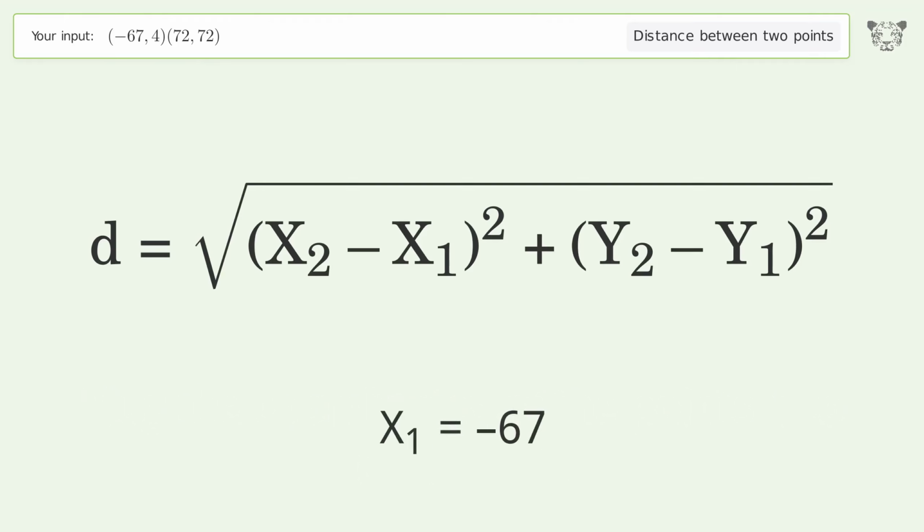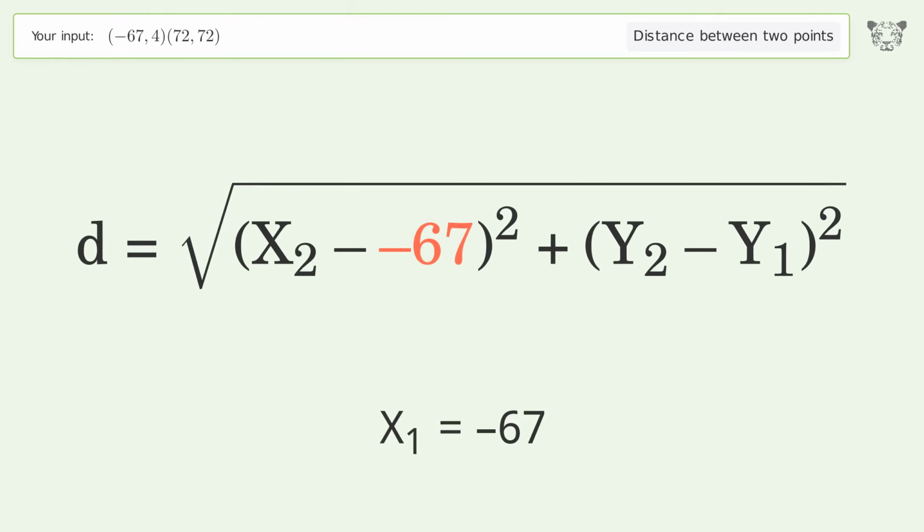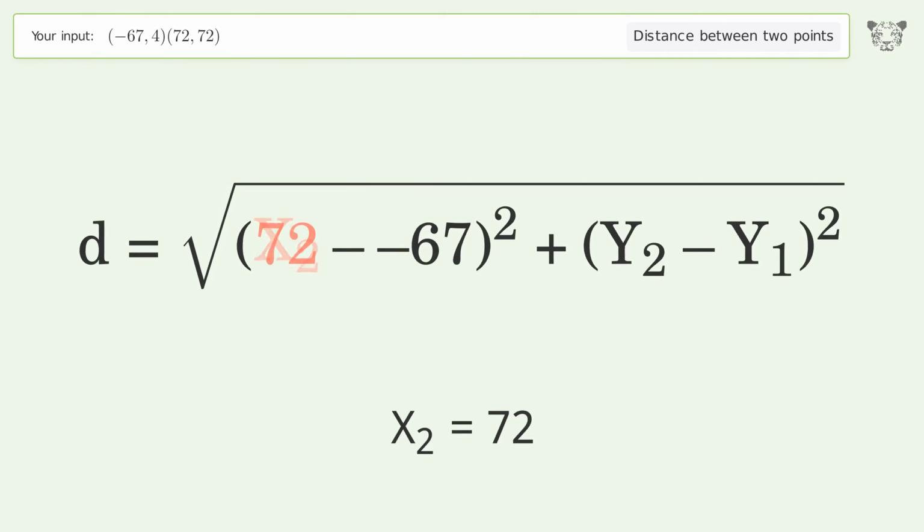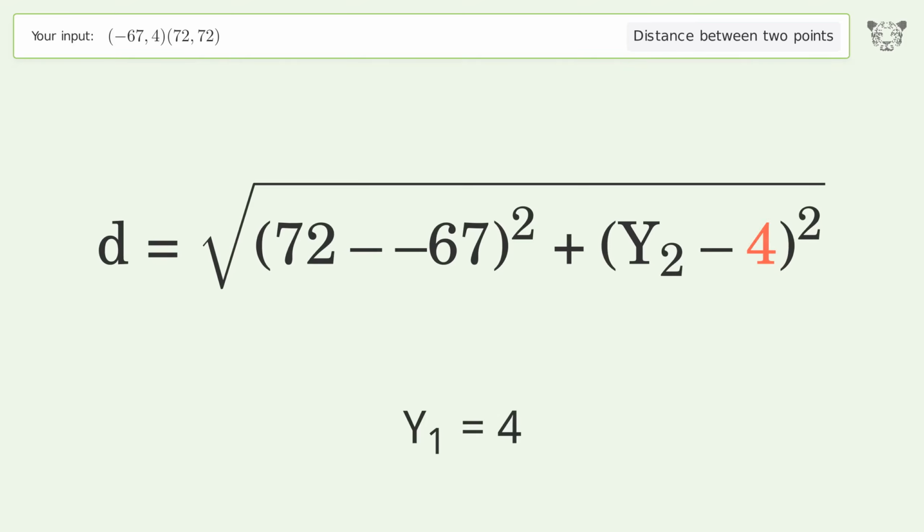x1 equals -67. x2 equals 72. y1 equals 4. y2 equals 72.